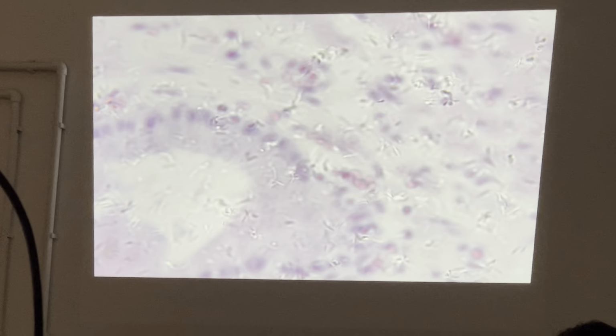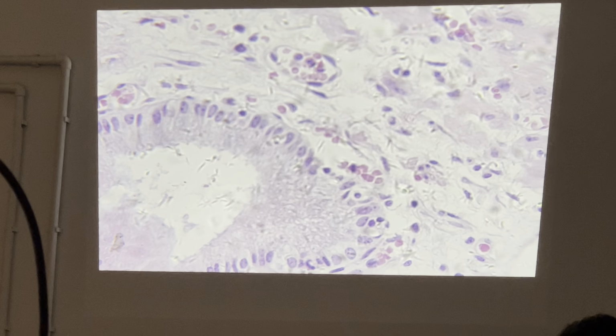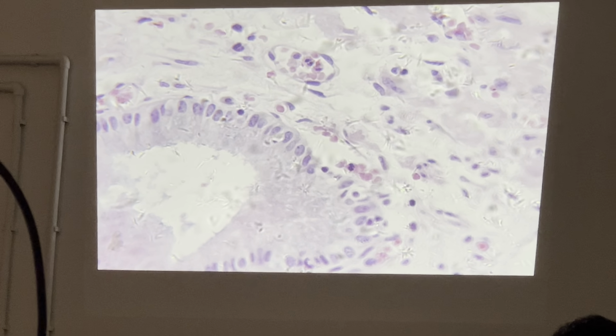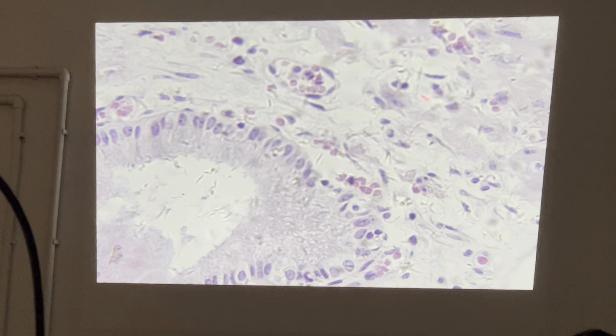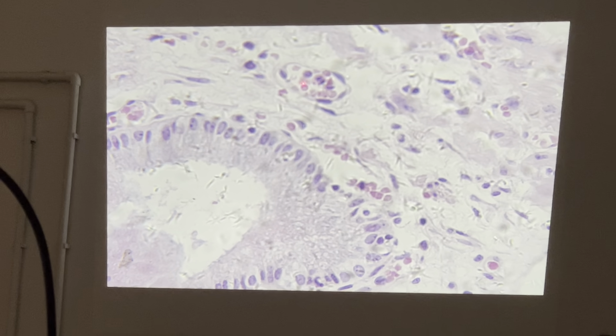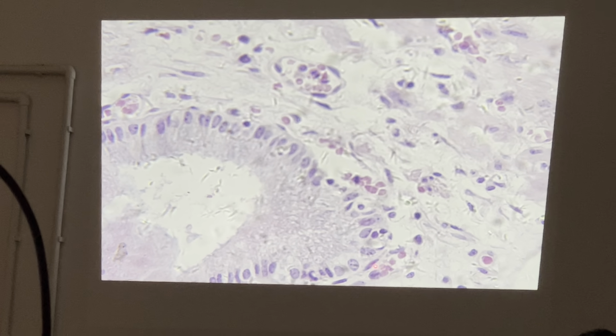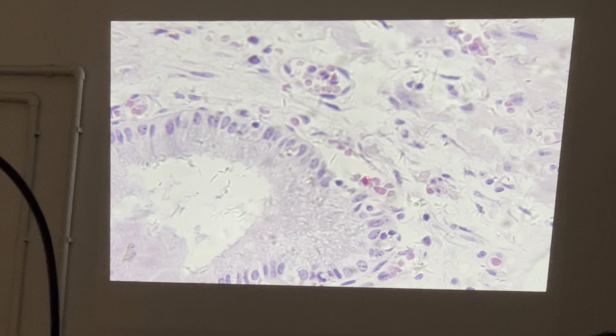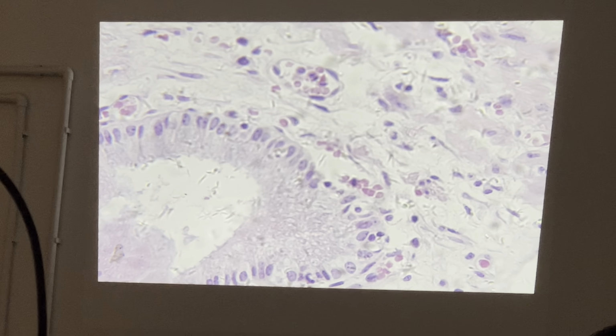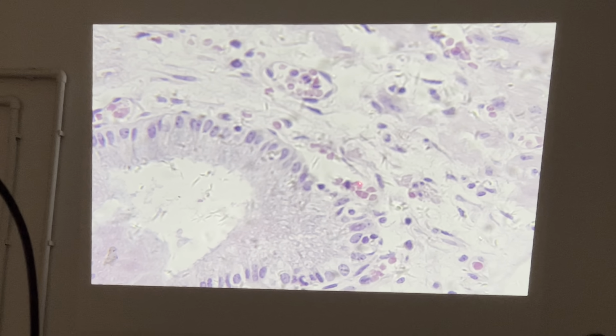Let's check in the high power. This is an engorged RBC. But what about this lesion? Hemorrhage. These are the free RBC.